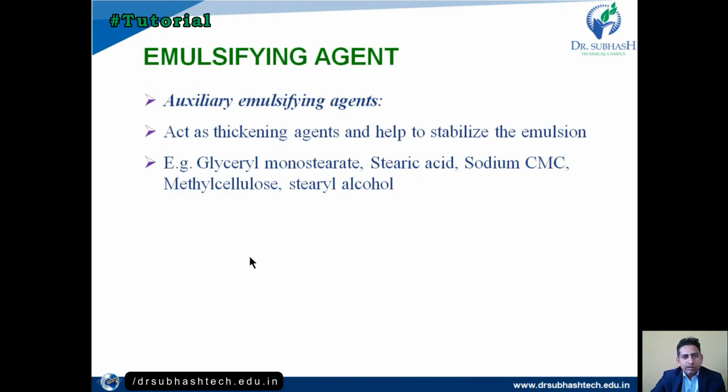Then some auxiliary emulsifying agents can act as thickening agents and help to stabilize the emulsion. Thickening agent means they increase the viscosity of the emulsion and by that make it stable. The examples are glyceryl monostearate, stearic acid, sodium CMC, sodium carboxymethyl cellulose, methyl cellulose, stearyl alcohol. These are examples of auxiliary emulsifying agents.